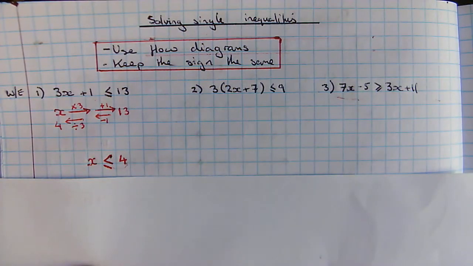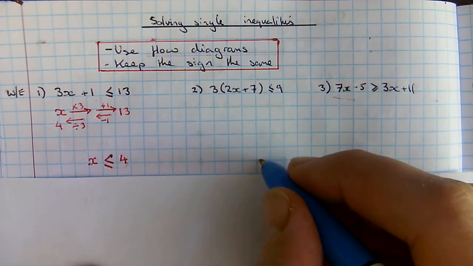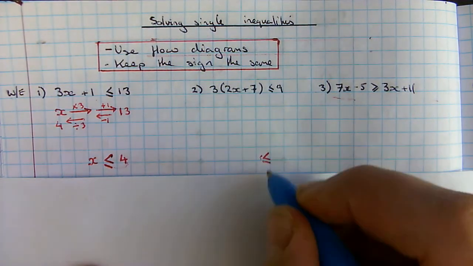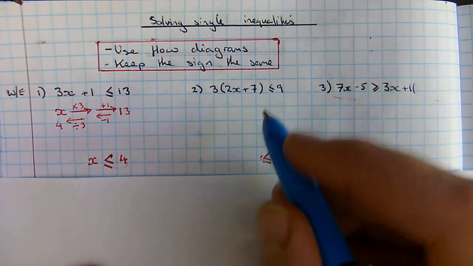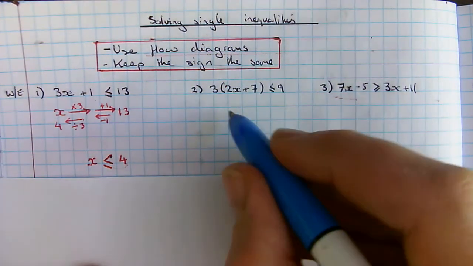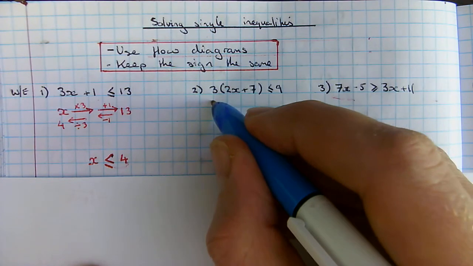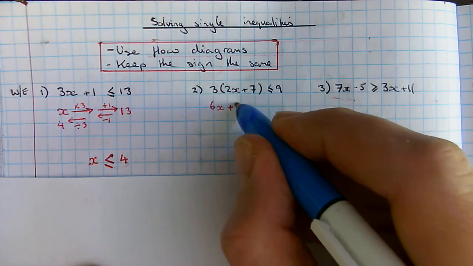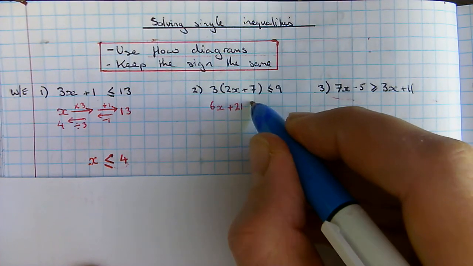And it's exactly the same with the second example. The first thing I'm going to do is just put out my symbol down there just to remind myself that I know it's going to end up being less than or equal. Start by multiplying out your brackets. 3 times 2x is 6x. 3 times 7 is 21. So I've got 6x plus 21 is less than or equal to 9.